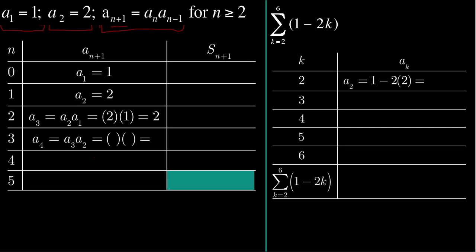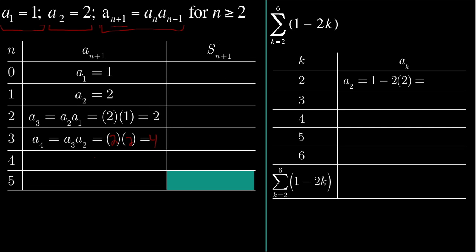So when I plug n equals 0 into my formula, I wind up with a sub 1, which is 1. I was given that. When I plug 1 into the formula, I'm looking for a sub 2, which I was also given as 2. To find a sub 3, I need to use a2 times a1, which is 2 times 1, or 2. To find a4, that's going to be the third term times the second term, which is going to be 2 times 2, and I get 4.